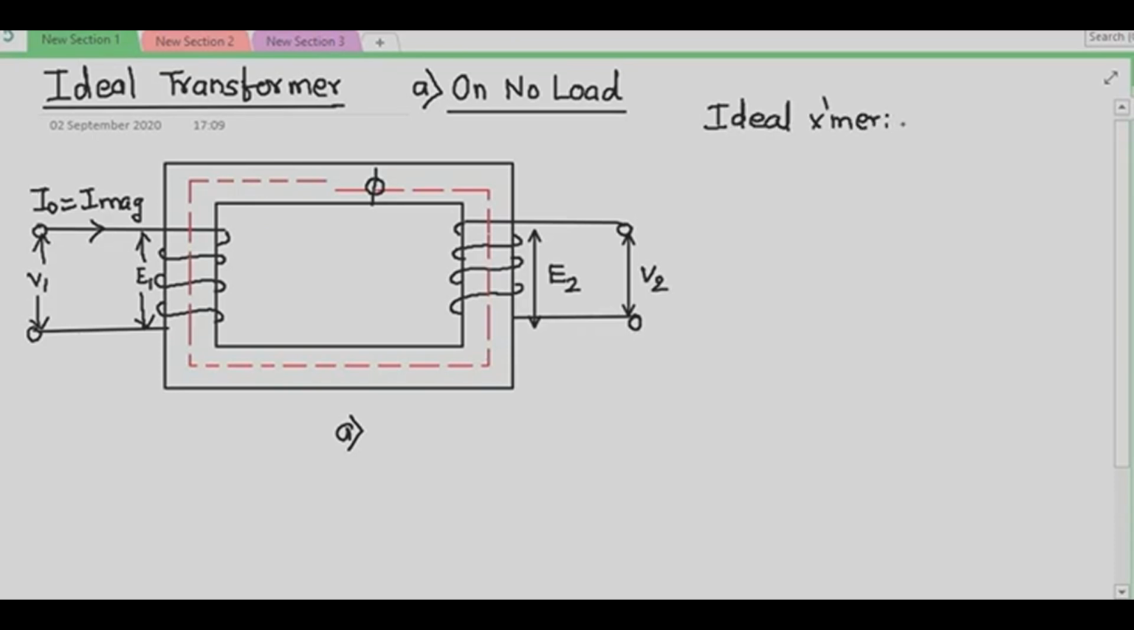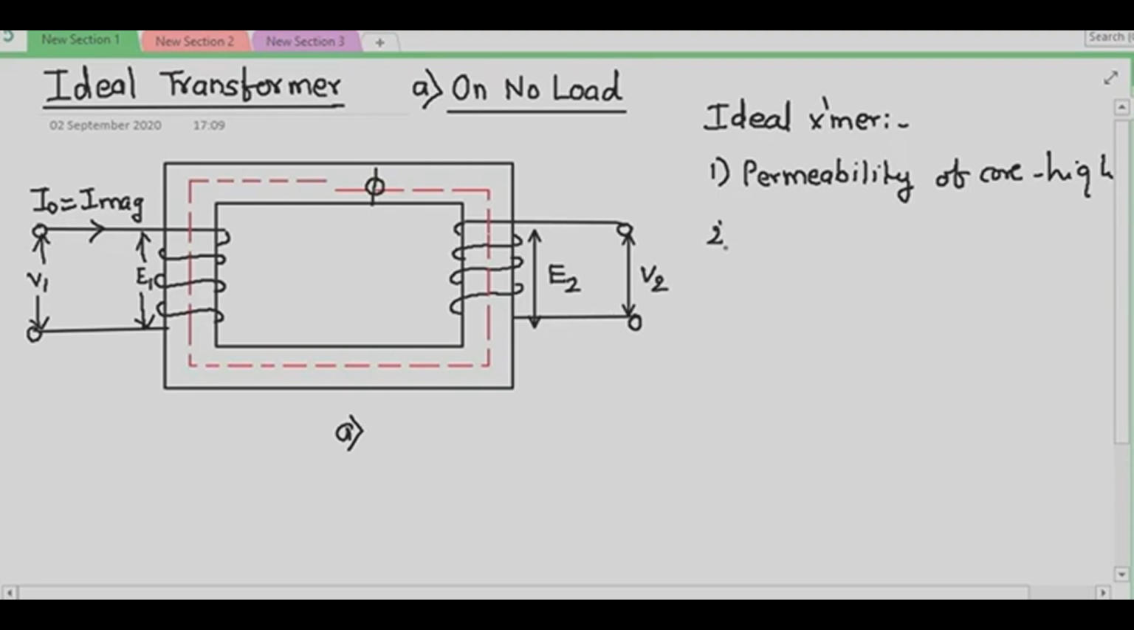An ideal transformer is a transformer which has high permeability of core. It means that only negligible current is required to establish the flux in the iron core. That is the first assumption to study the ideal transformer.